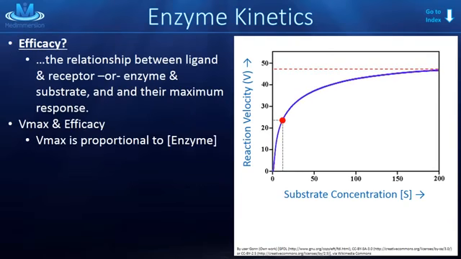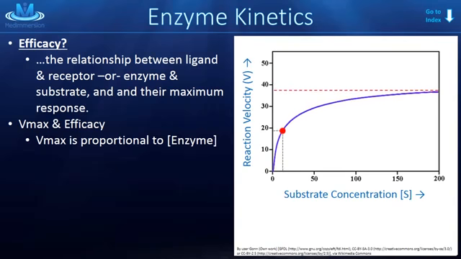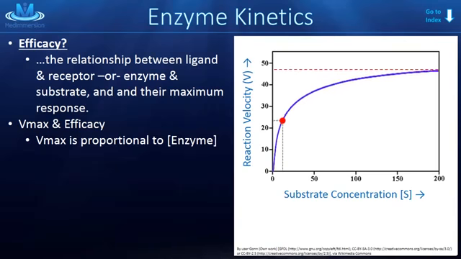Okay, moving on. Efficacy. I mentioned this before. What is it? Efficacy describes the relationship between a ligand and a receptor, or an enzyme and a substrate, and is also related to the maximum response. So what is the relationship with the graph or the curve that we have here and efficacy? Efficacy is demonstrated by the Vmax in this graph. So as the Vmax goes up, the efficacy also goes up. As Vmax comes down, efficacy or efficiency or maximum response also comes down.